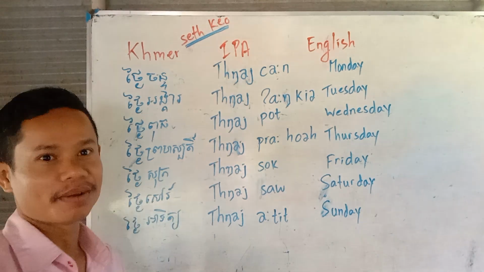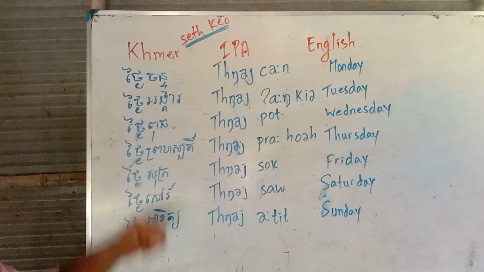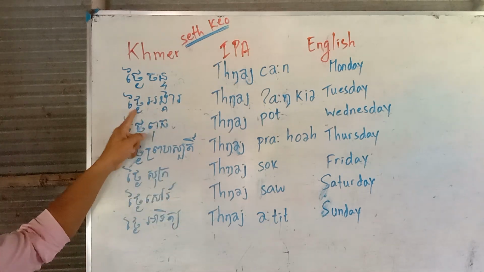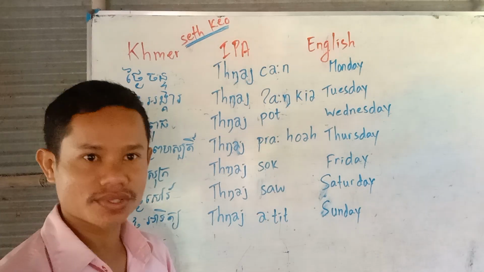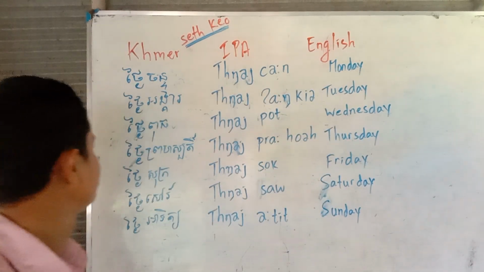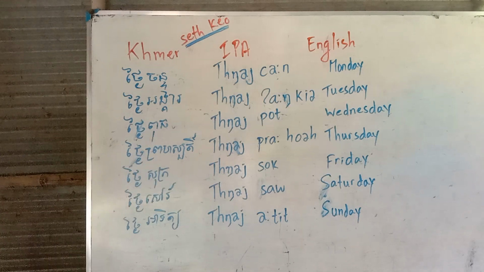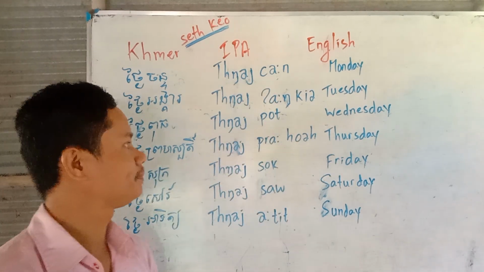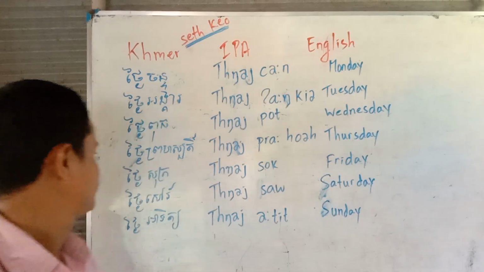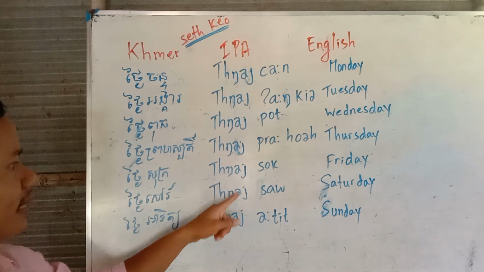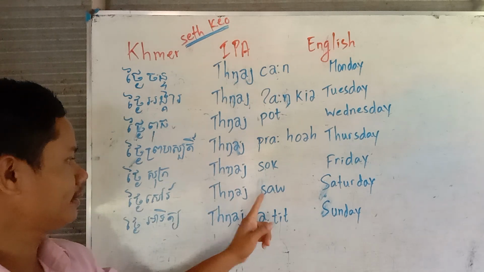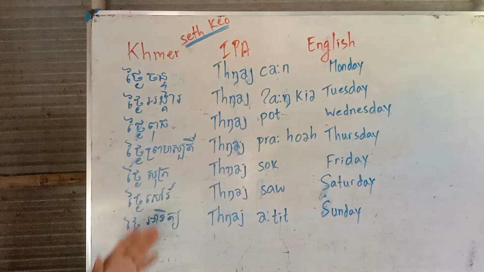One more time. Please repeat after me. Ngay chan, Monday. Ngay on kia, Tuesday. Ngay put, Wednesday. Ngay praho, Thursday. Ngay sok, Friday. Ngay sai, Saturday. Ngay tich, Sunday.